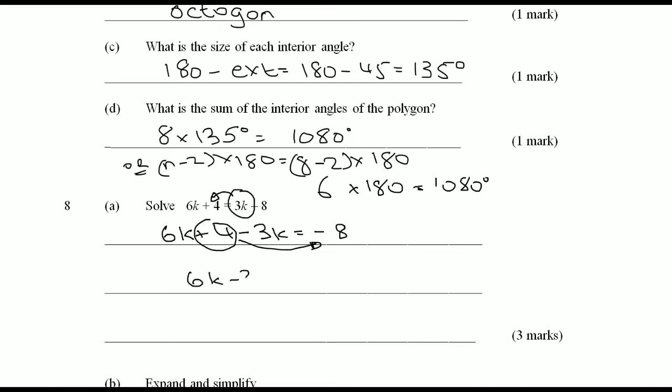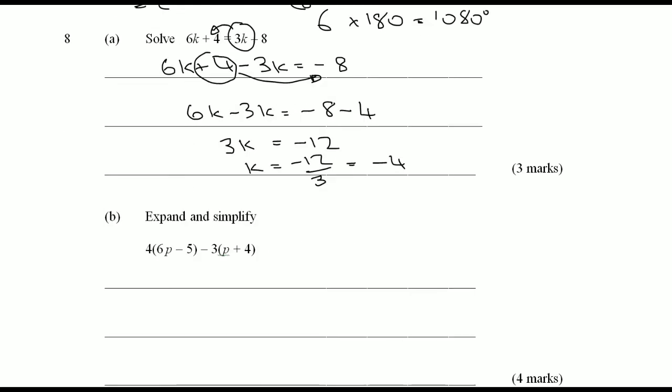So I'll write down this exactly the same as it was. And plus 4, when it moves over, does the opposite of what it was doing before. It becomes a minus 4. 6k minus 3k is 3k. Minus 8 minus 4 is minus 12. If 3k equals minus 12, k equals minus 12 divided by 3, which gives me minus 4.